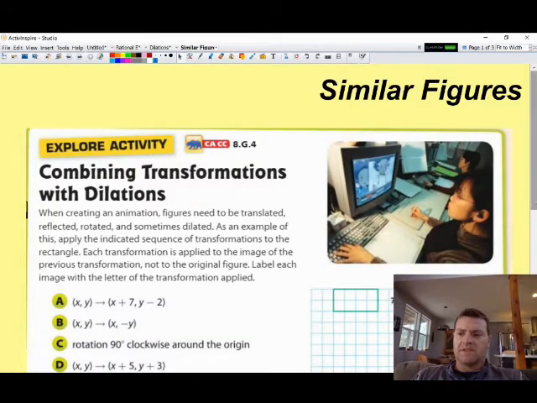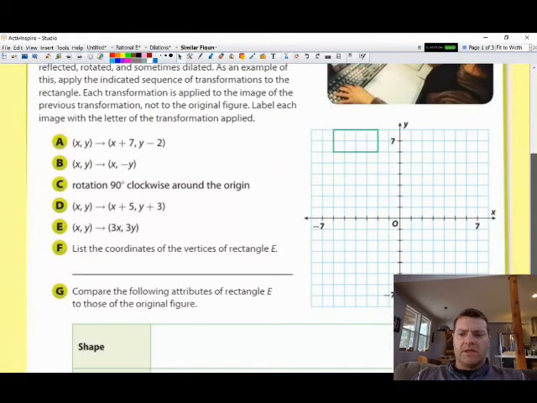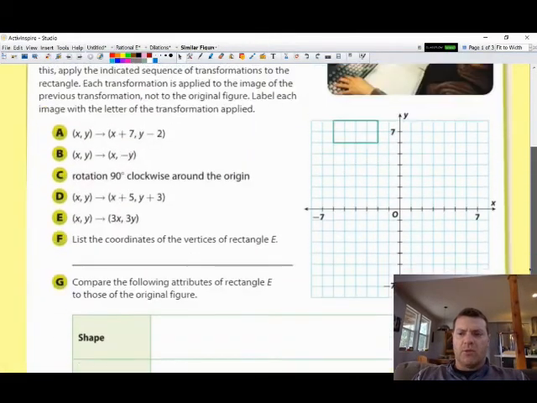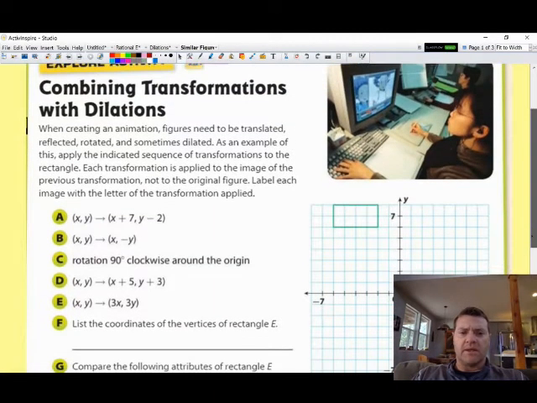All right, guys, this is a pretty easy lesson right here. We are going to be talking about similar figures. We're going to start with this explore activity that you guys are going to see. It's on page 329. If you guys want to follow along with me, that's awesome. Pause it and get to that spot.